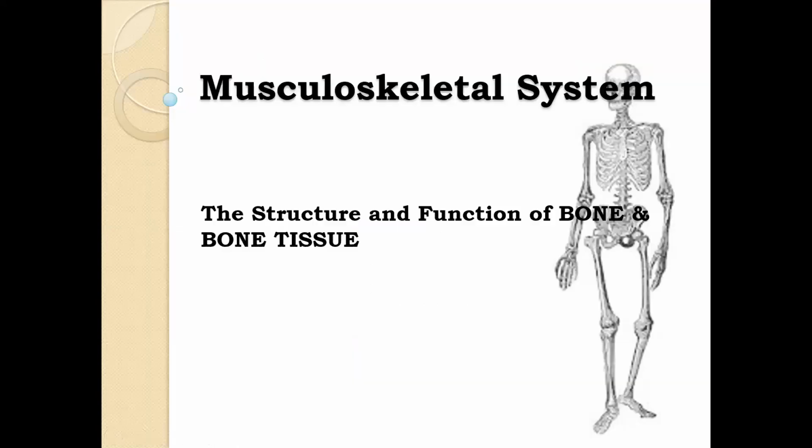So we're going to take a look here at the musculoskeletal system, looking predominantly at the bones. We're not going to look too much in terms of identification of various bones. What we're going to do here is look at the structure and function of bone and bone tissue, as opposed to identification of various bones, which we'll be dealing with in lab.